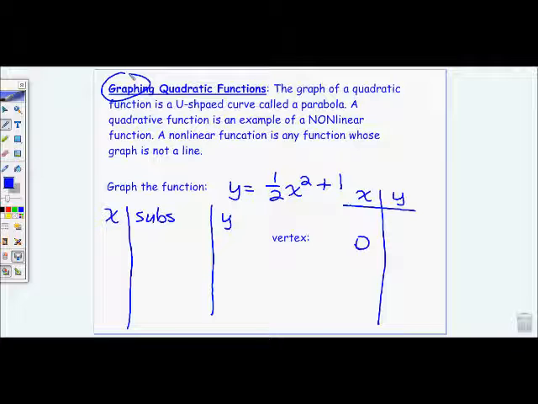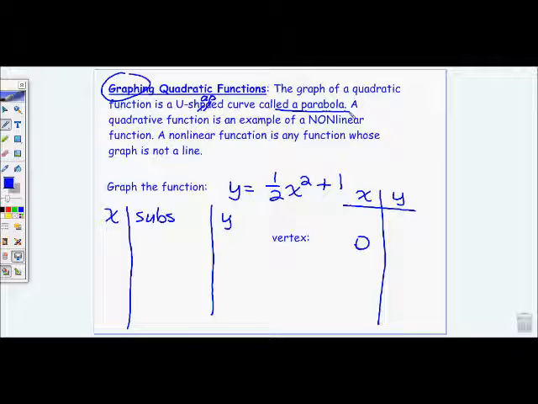The graph of a quadratic function is a U-shaped curve called a parabola. I'm going to give you a warning. I was saying hyperbola for some reason in the other classes. To make sure I'm always saying parabola, you can catch me on that.